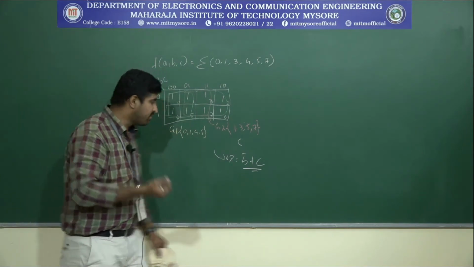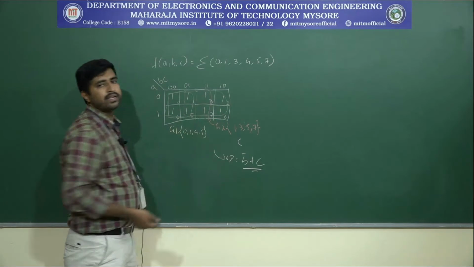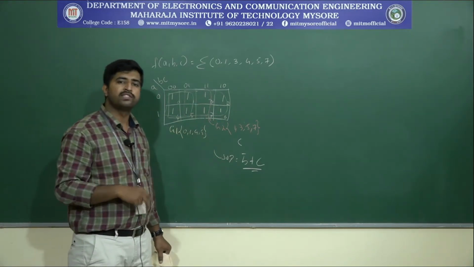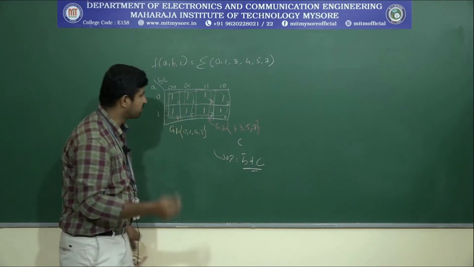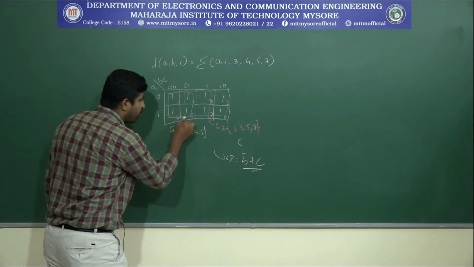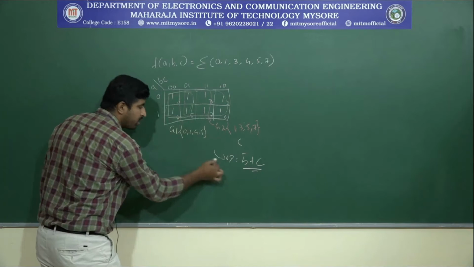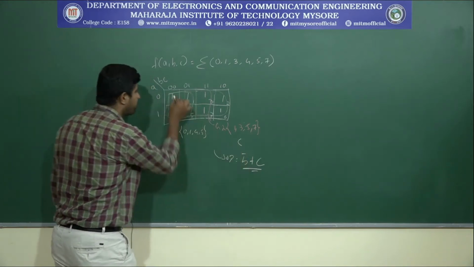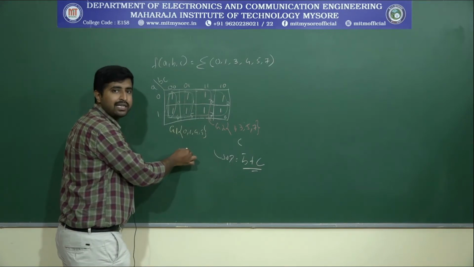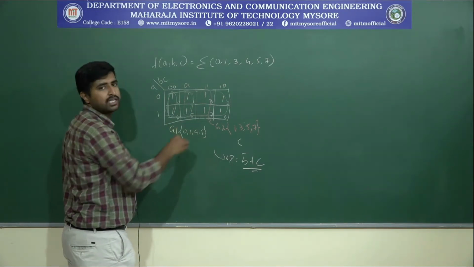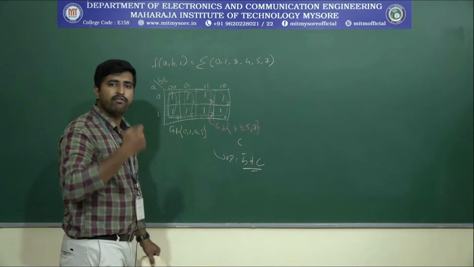So how many literals will come for the grouping? Individually, if you group, how many literals will come? Because if you go for the higher order, the literals will be fewer. That means if you group 4 cells, we get only 1 literal. But if you group only 2 cells, we get 2 literals actually, right? So let's see that for the 3 variable and the 4 variable.